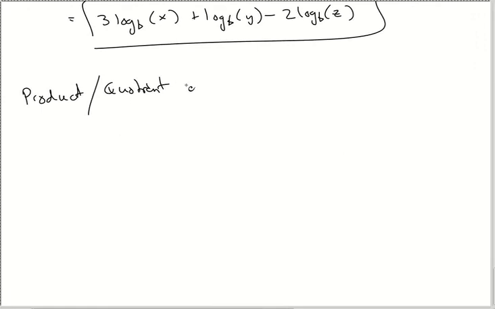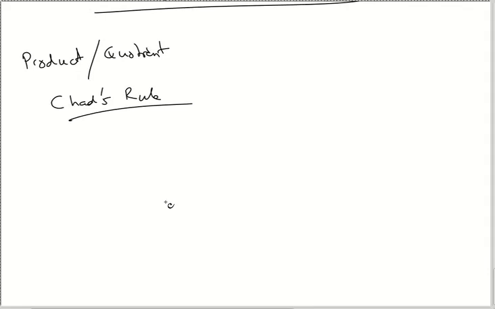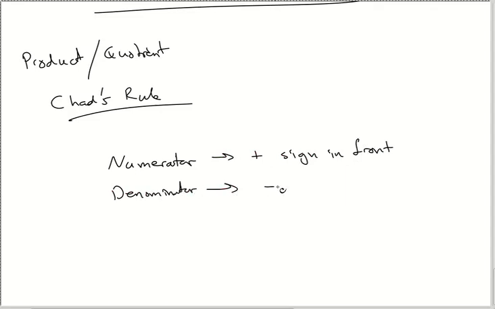Okay? So I call this, I don't know, Chad's rule. Whatever you want to call it. Hello, my name's Chad. So what I like to use is anything in the numerator inside of the log will end up with a plus sign in the front. Anything in the denominator will end up with a minus sign in the front.